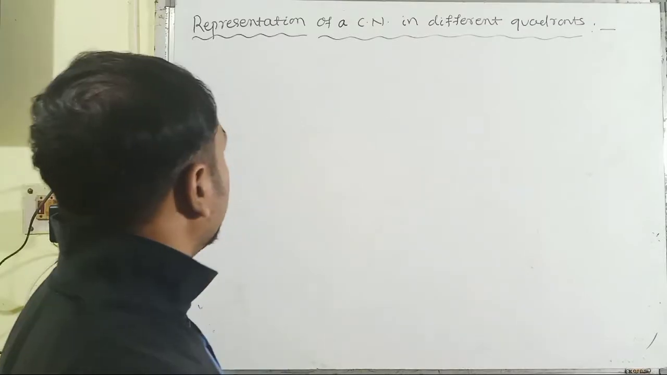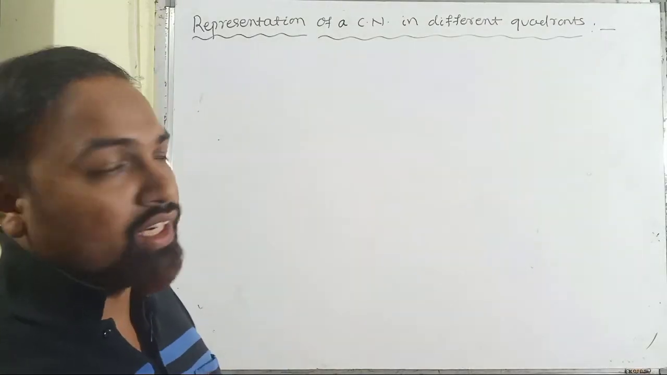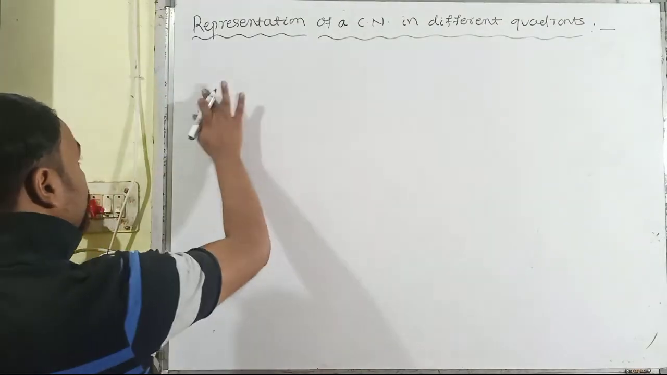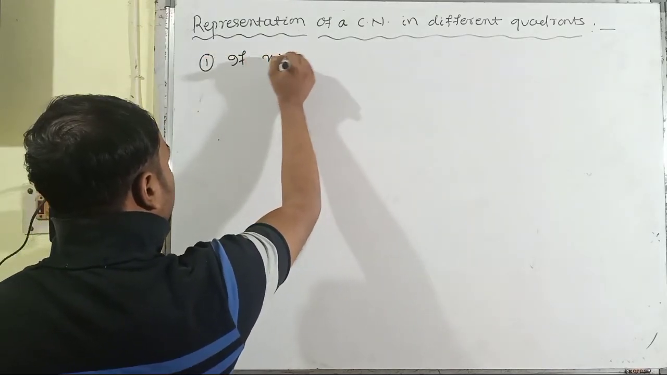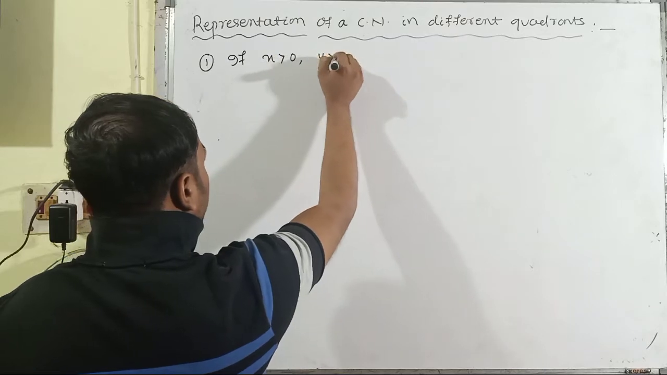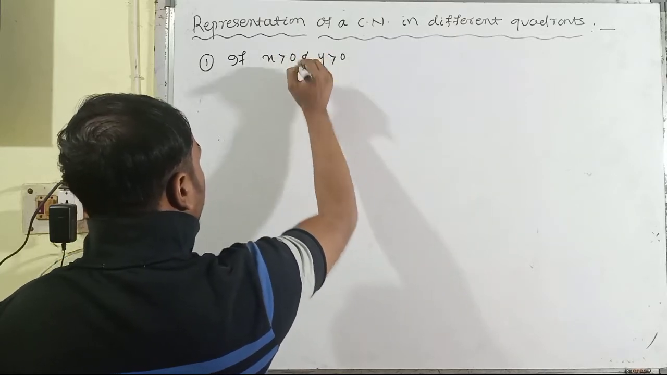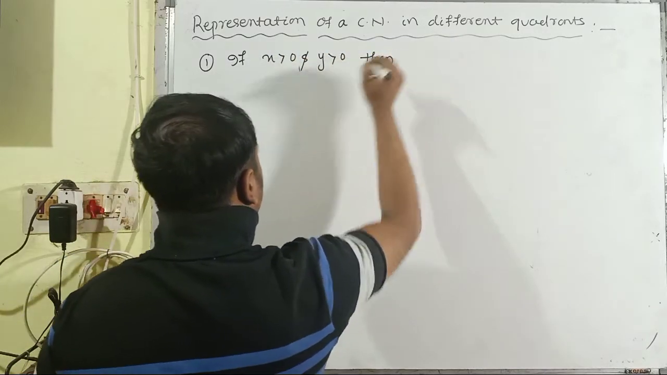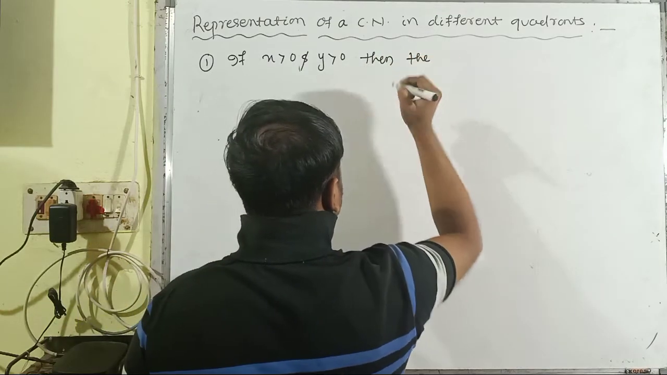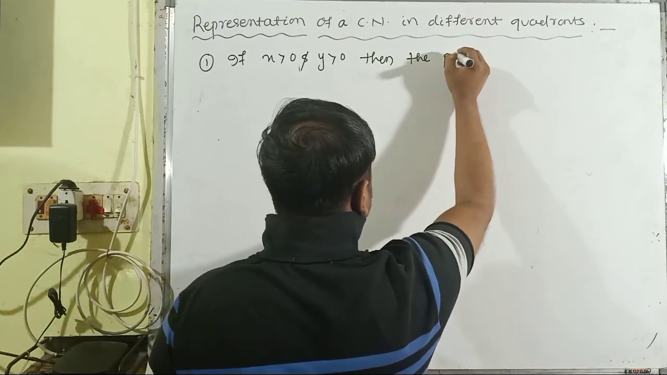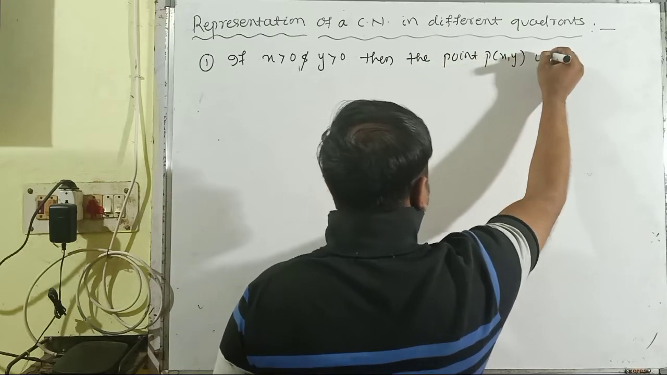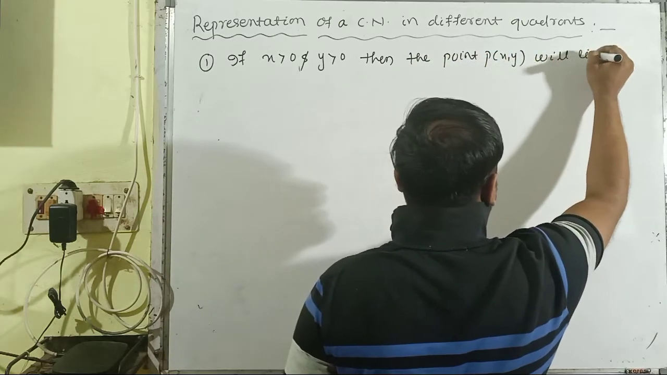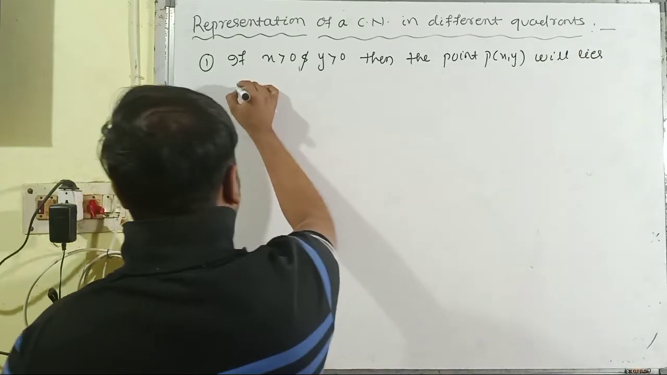Now let us go through the representation of a complex number in different quadrants. So let us go through the notes first. If x is greater than 0 and y is greater than 0, then the point P(x, y) will lie in the first quadrant.